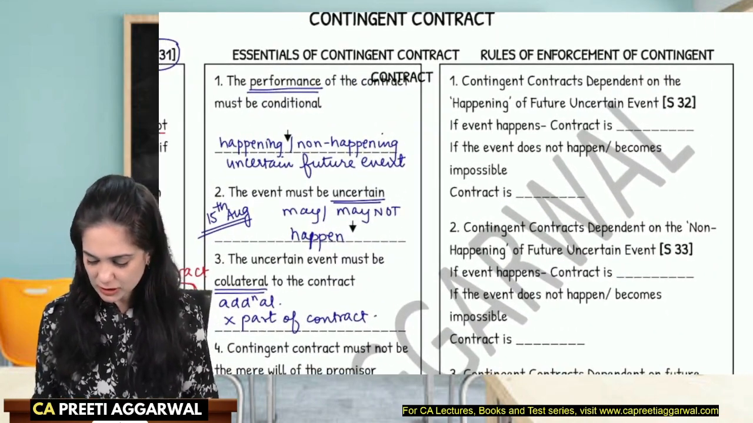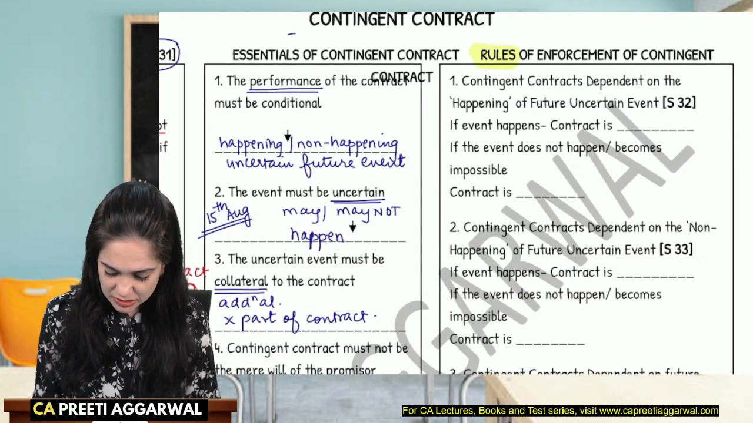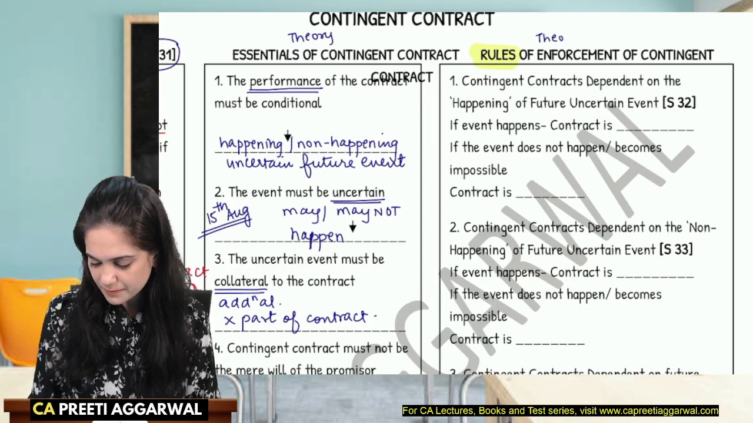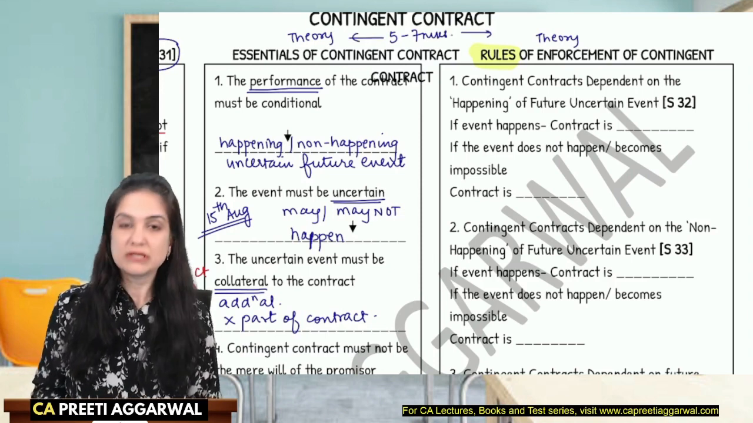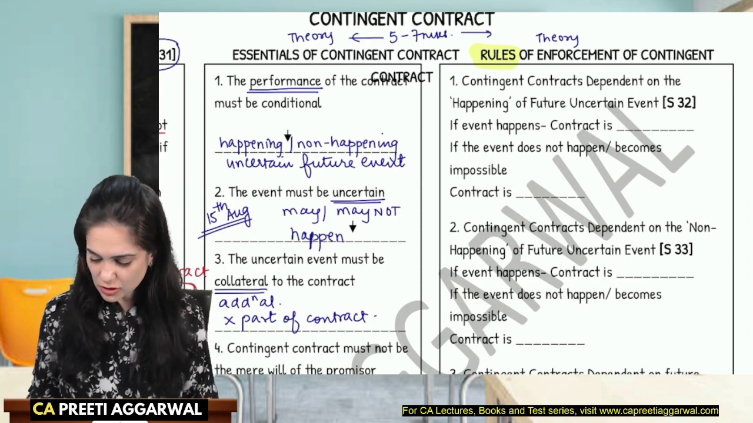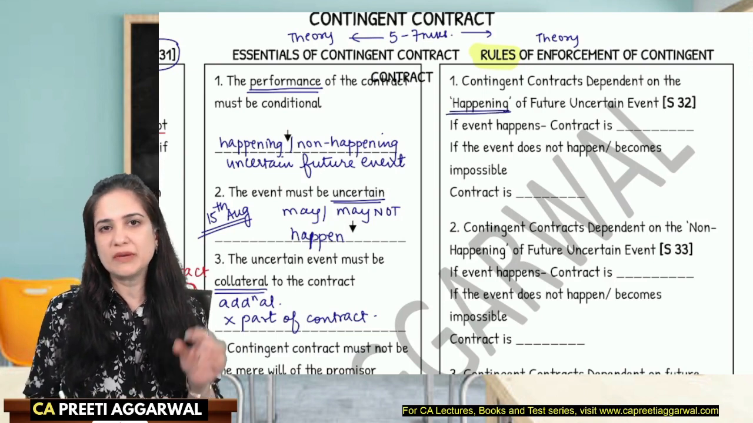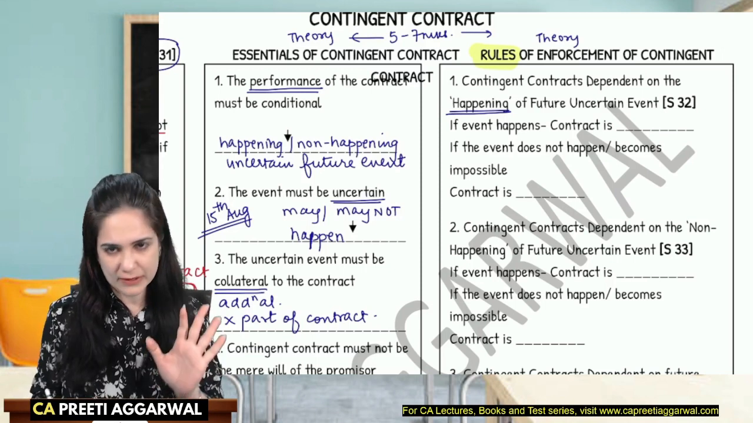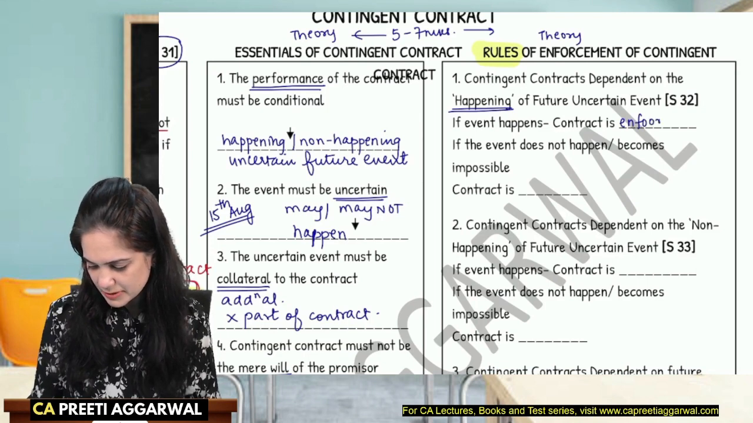Contingent contract, what are the rules of contingent contract? Now, please note, students, that generally a theory question is asked on this. The weightage can be anywhere from 5 to 7 marks. Okay, theory question, 5 to 7 marks. Contingent contract sometimes depends upon the happening of a future uncertain event. It means that the contract will be enforced only when the event happens. Event happens, contract is enforceable.